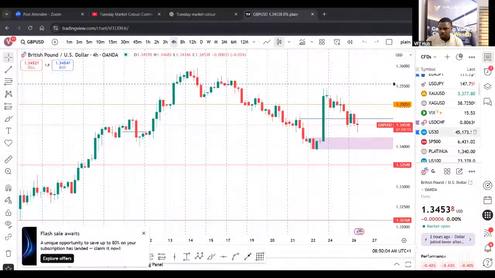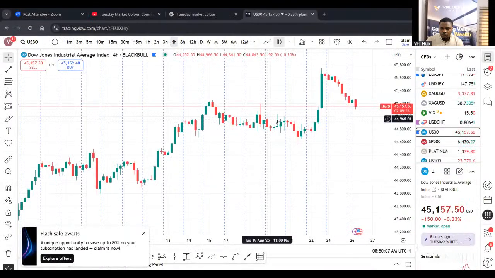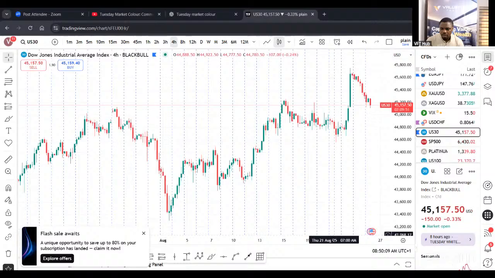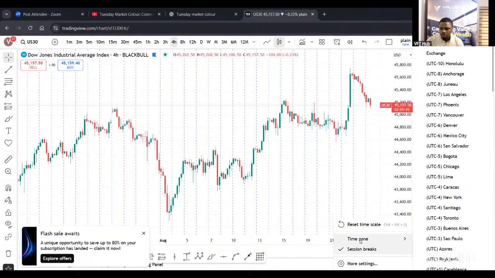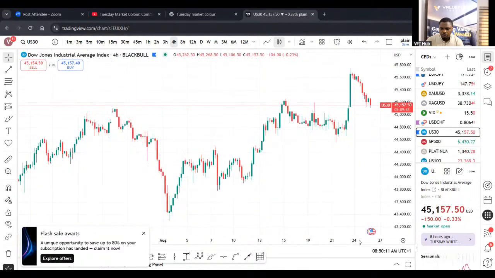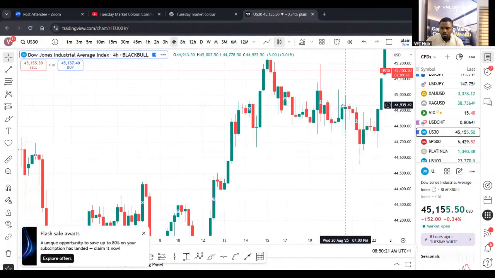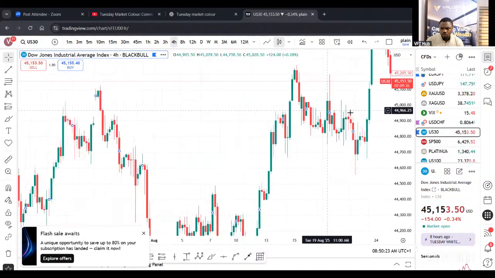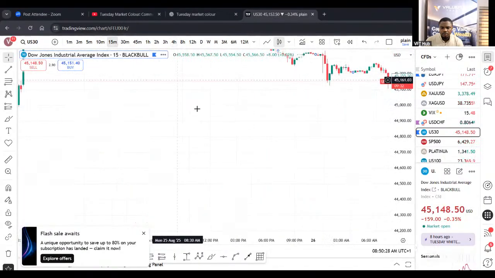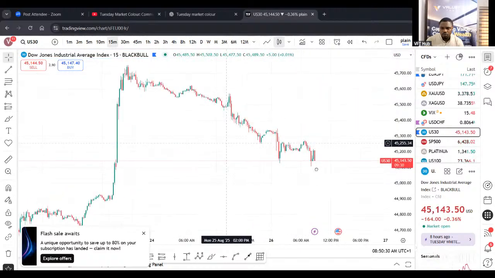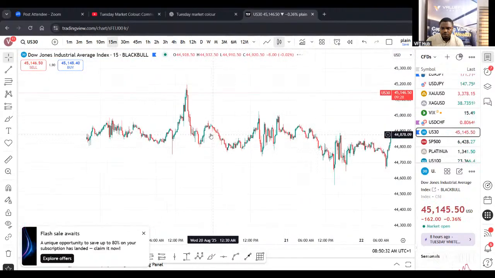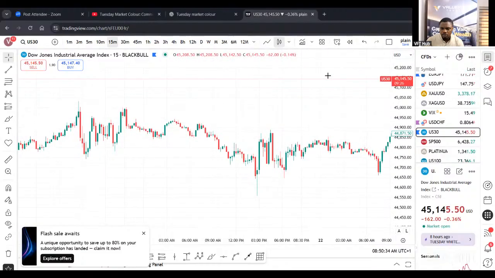And then US 30 to start with. As at last week, US 30 was still at this zone. Where is the zone? Somewhere around here, right? On the 15-minute time frame. Let me break it down. On the 15-minute time frame, we're around somewhere here.